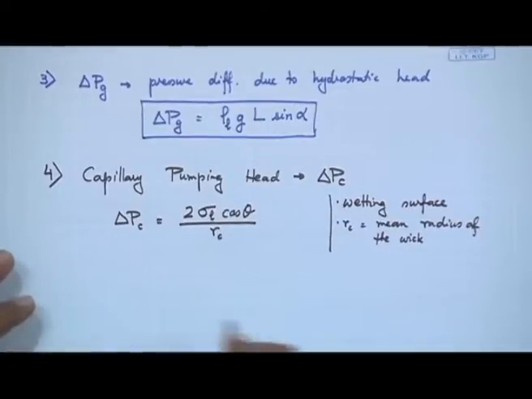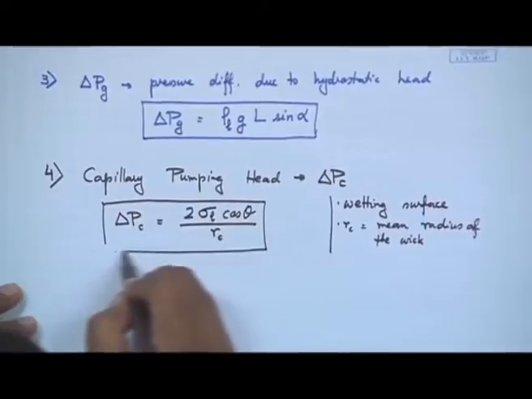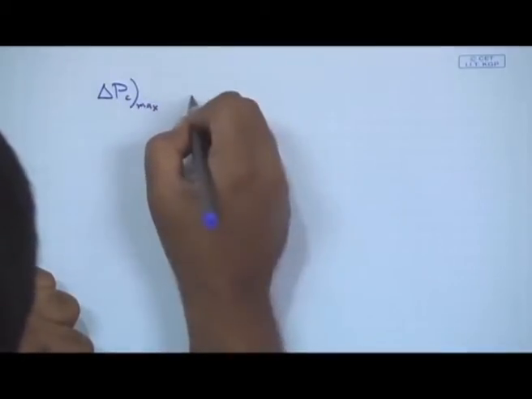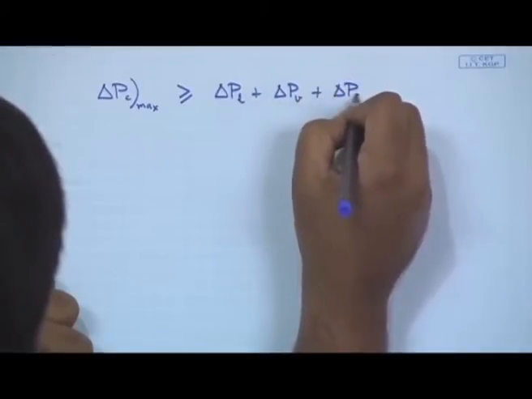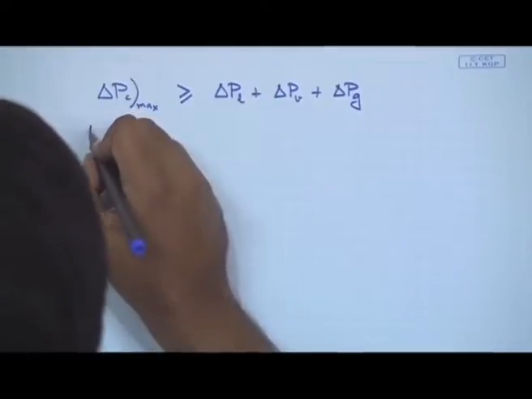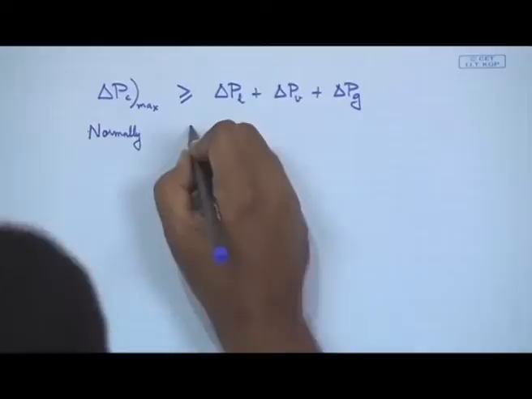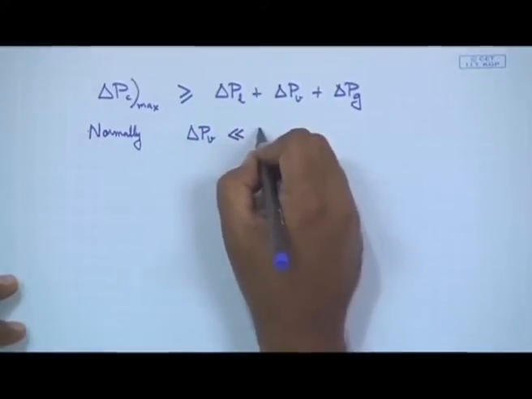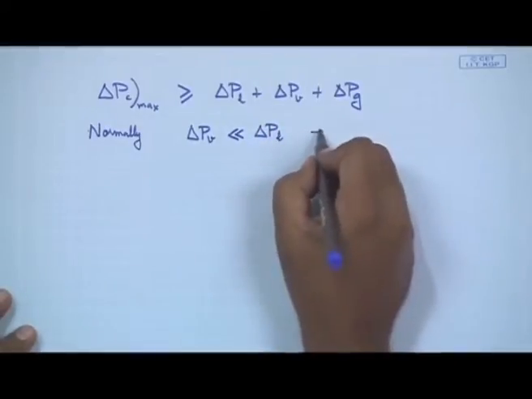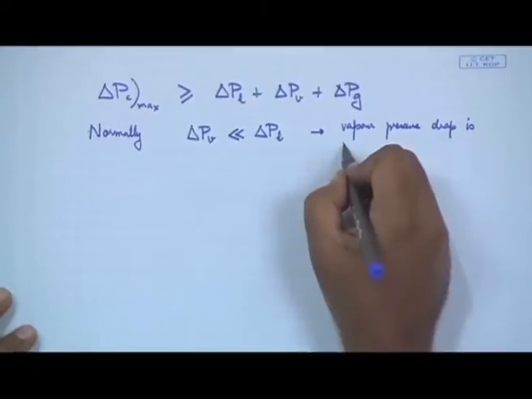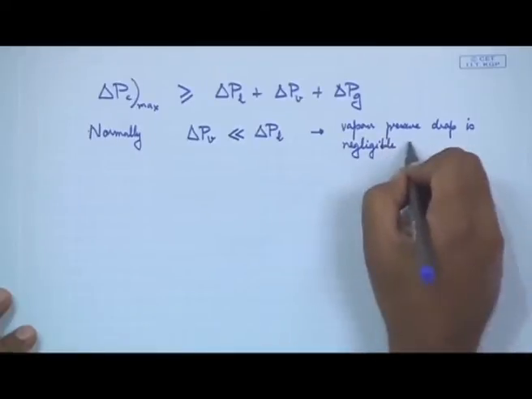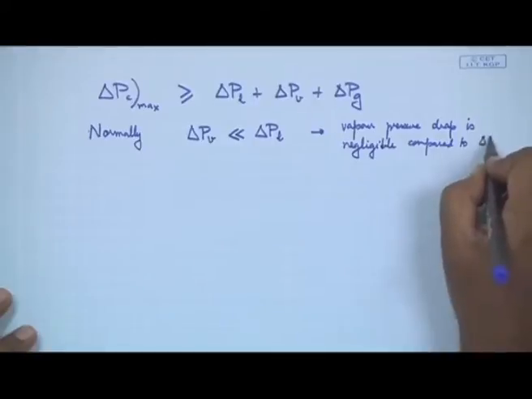So, what are we going to do now? We are going to use these 4 expressions that we have derived and put them back into our momentum balance or the pressure balance, which we had written as delta P C max must be greater than or equal to delta P L plus delta P V plus delta P G. Now, normally the vapor pressure drop, which is delta P V, is much less than delta P L. In other words, vapor pressure drop is negligible compared to liquid pressure drop in the wick.